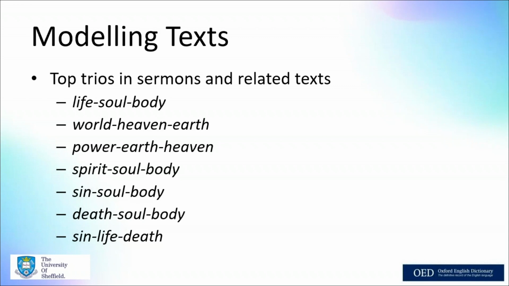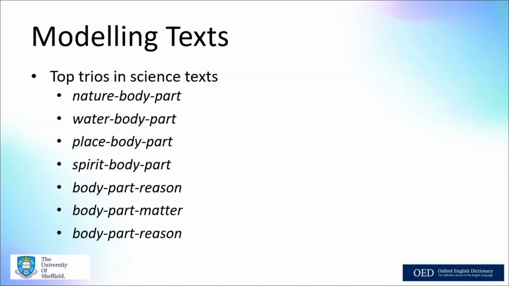But we have the interesting phenomenon then that if we compare that to science texts from EBO TCP, we see a very different list: nature, body, part; water, body, part; etc. So we can model these in interesting ways. And again, I think maybe one of the most valuable parts of this trio or quad data is that we can then go and look at the specific examples where these trios and quads occur.